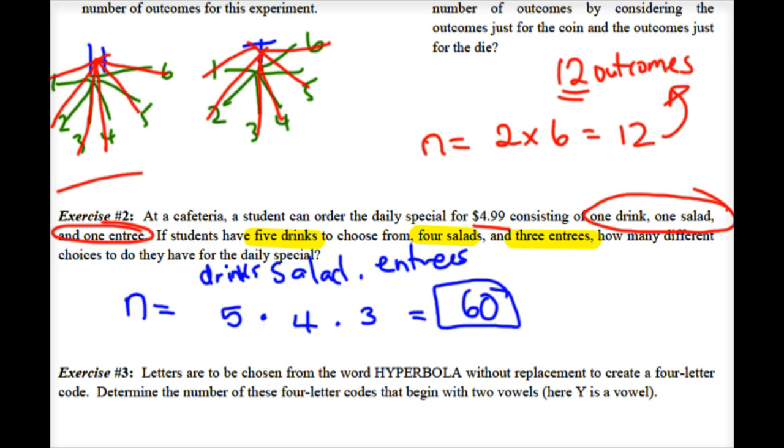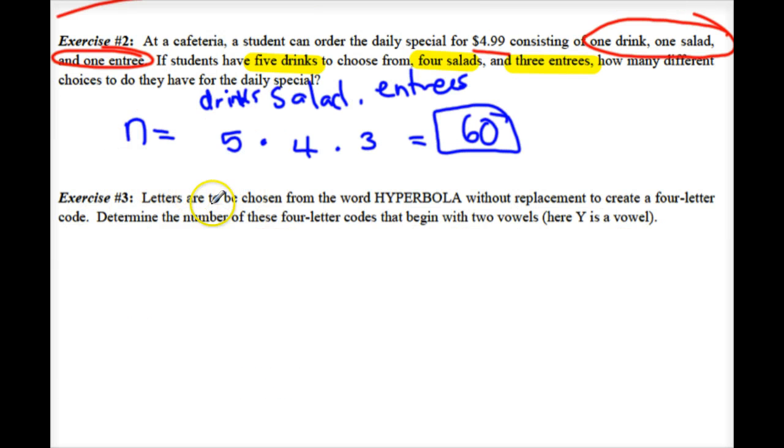Same thing goes with 3. The letters are to be chosen from the word hyperbola without replacement, and that's a key part. Without replacement to create a 4-letter word code. Determine the number of 4-letter codes that begin with 2 vowels. Here, Y is a vowel. So Y is a vowel.